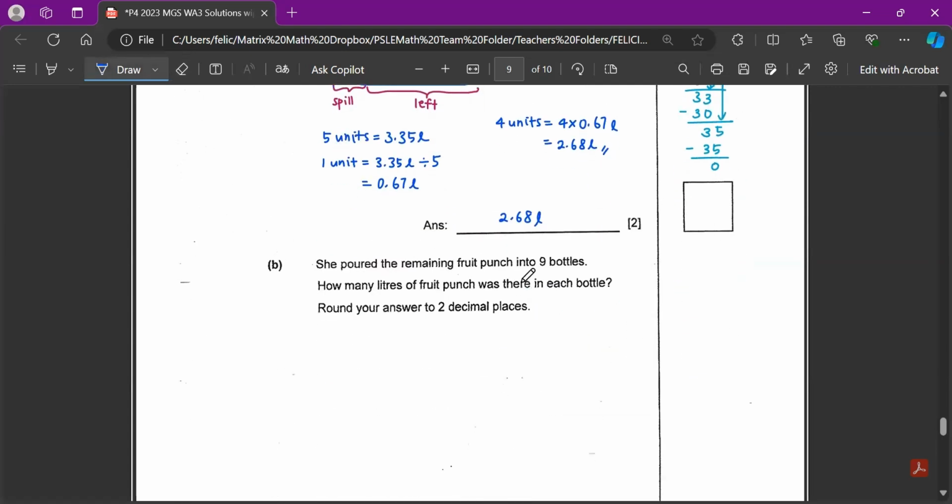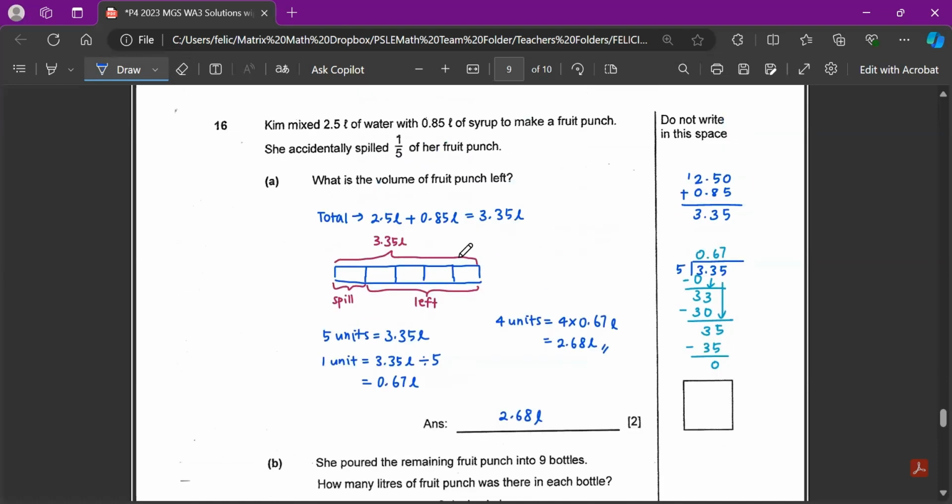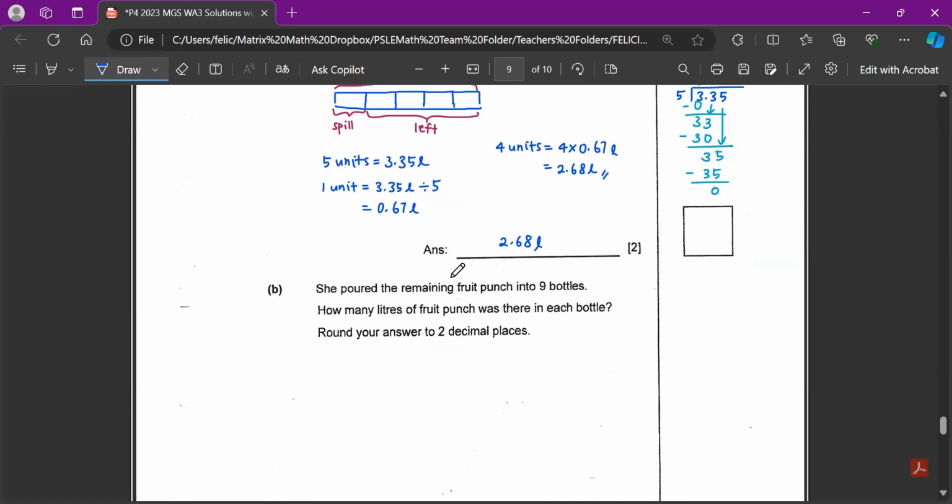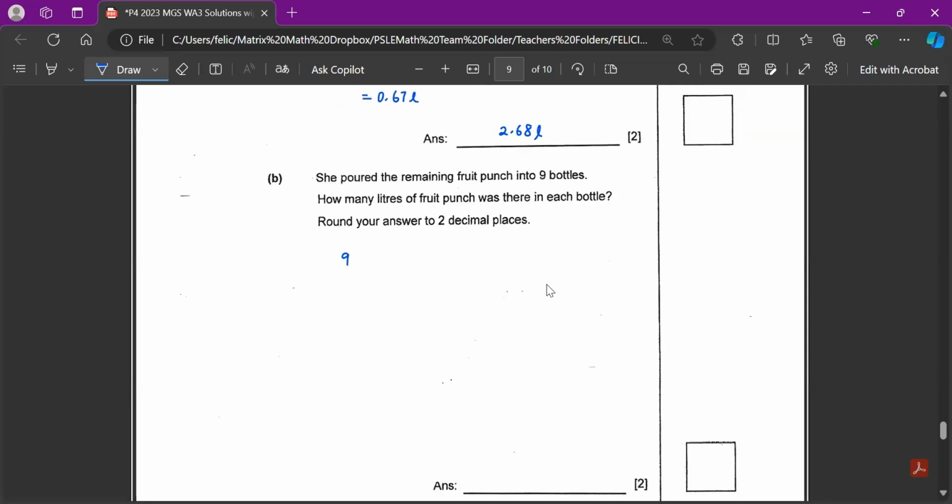Okay, she poured the remaining fruit punch into 9 bottles. How many liters was there in each bottle? So this remaining fruit punch, they will be talking about the left one, right? Because she spilled 1/5 already, then whatever is left is also the remaining that they are referring to. So this remaining 2.68 liters, she wants to split into 9 bottles. Which also means I can say 9 bottles, total volume is 2.68. Of course, if I want to find 1 bottle, just do the division.